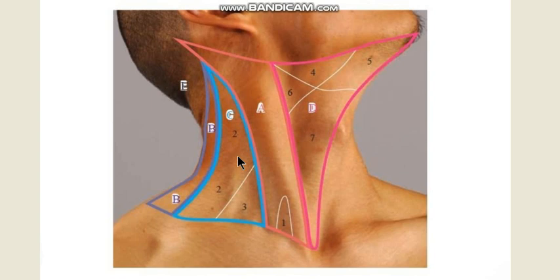And when you have cut through the investing layer of the deep cervical fascia, only then you will enter the posterior triangle proper. And within the posterior triangle it is again divided into two triangles by the inferior belly of the omohyoid. The one above is the occipital triangle, the larger triangle, and the one below is the smaller supraclavicular or subclavian triangle.